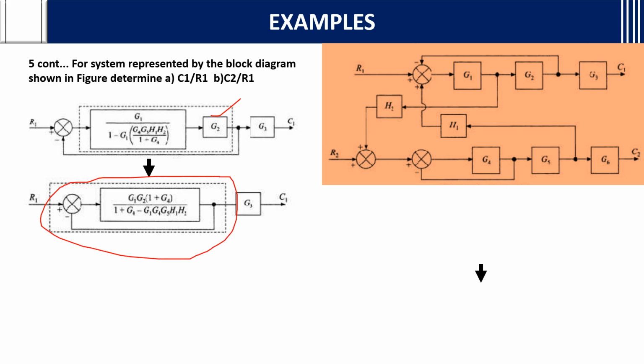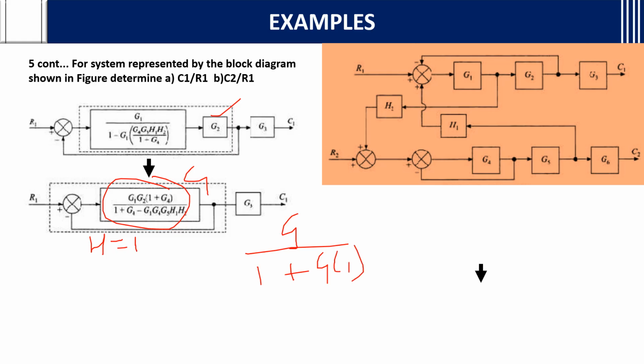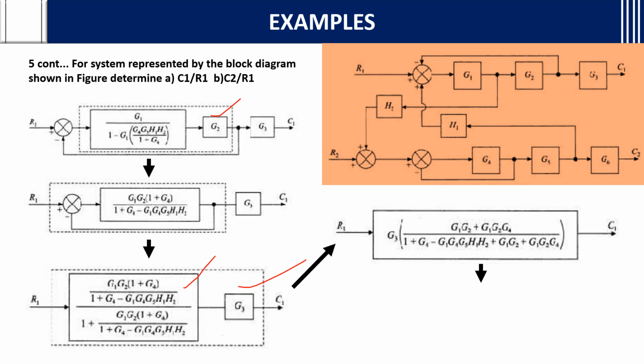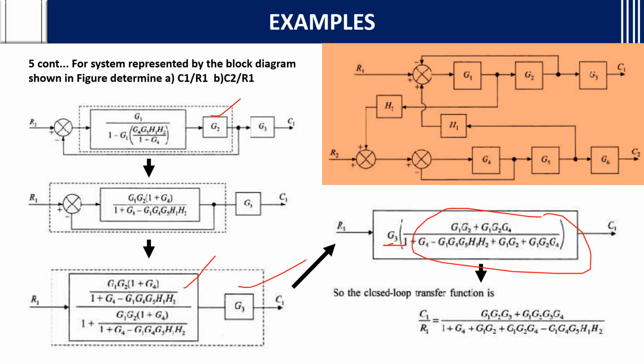Then if you see, this whole block is in the form of G, and there is a feedback of 1. So you will get G by 1 plus G into 1. You will write the G terms in that equation, and then G3 is in cascade form, so you will multiply this with G3 to this whole equation. Then you can do some cancellations and multiply the terms. You will get the transfer function like this.